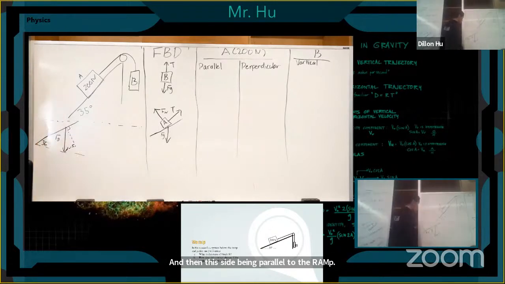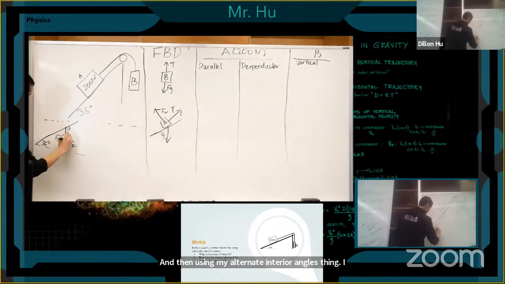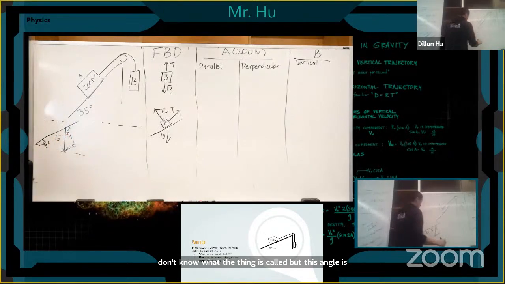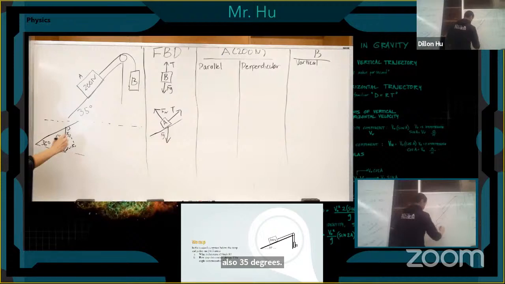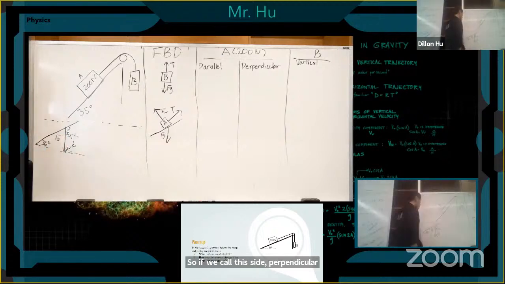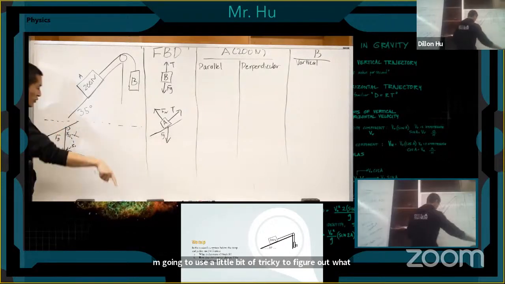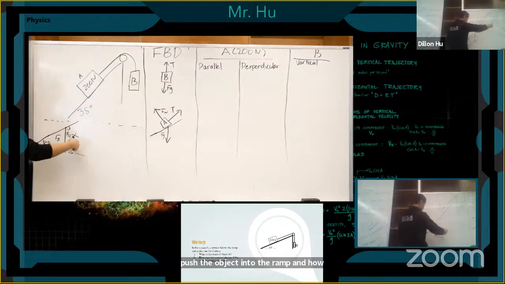And then using my alternate interior angles thing, I don't know what it's called, this angle is also 35 degrees. So if we call this side the perpendicular side and this side the parallel side, I'm going to use a little bit of trig to figure out how much of the force of gravity is used to push the object into the ramp and how much of it is used to pull the object down the ramp.